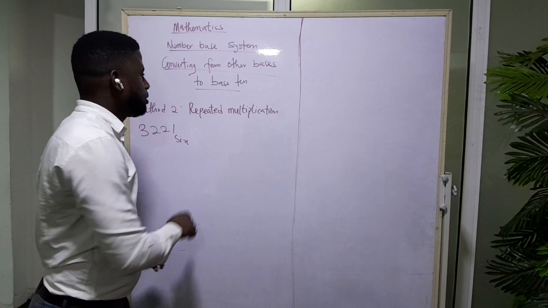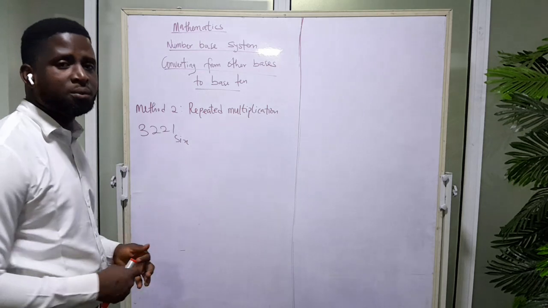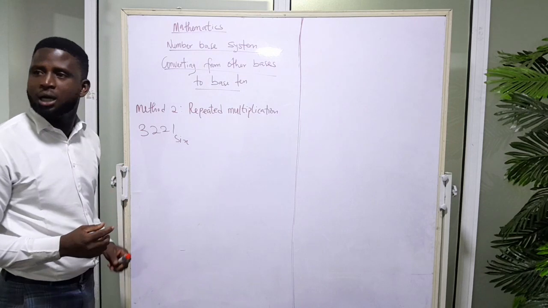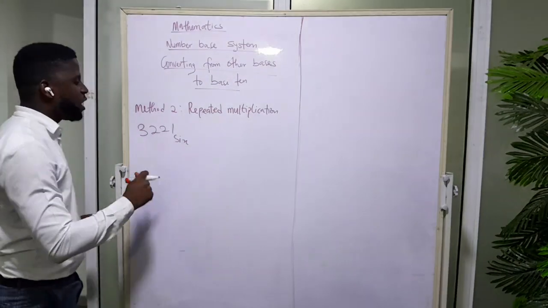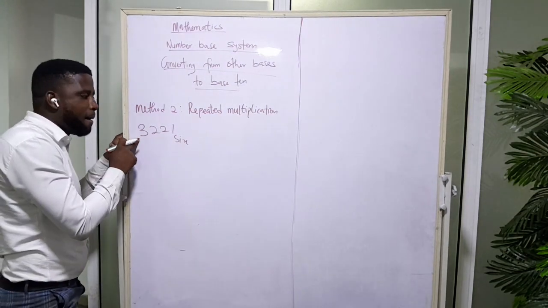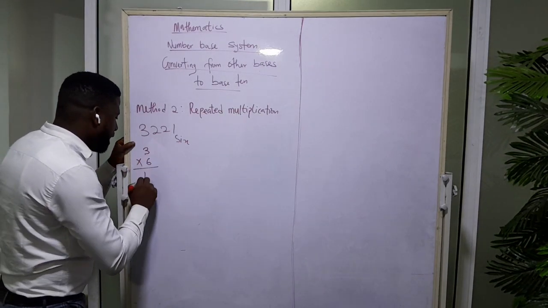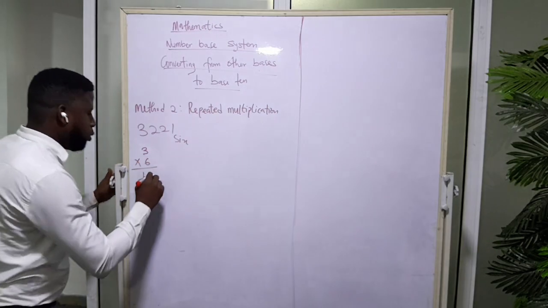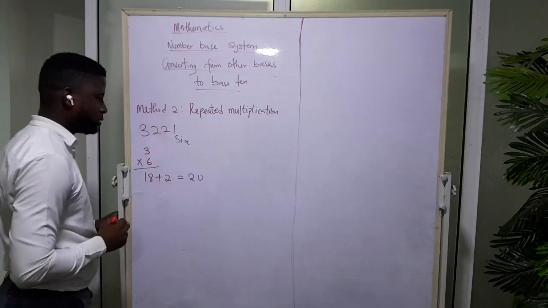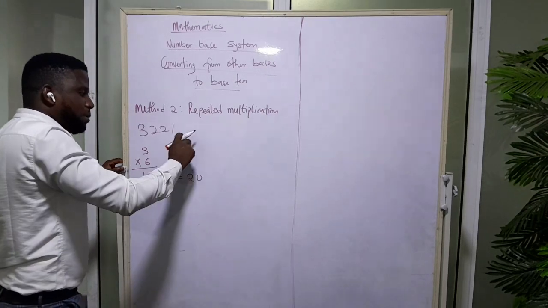Alright, method 2, by repeated multiplication. What do I mean? The first thing is to note what base the number is written in, and that's base 6. So if you have base 6, the first number here is 3. You multiply the first number by the base, which is 3 times 6, and that gives us 18. Now, plus the next number, which is 2, that gives us 20. Then of course your result will be multiplied by the base, which is 6.